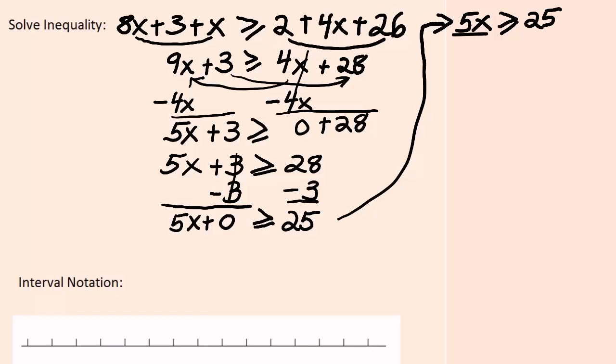Then I divide both sides by positive 5. So I'll have 1x is greater than or equal to 25 over 5, which is 5. x is greater than or equal to 5.